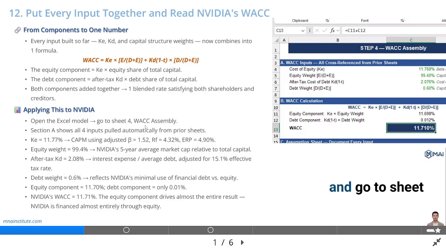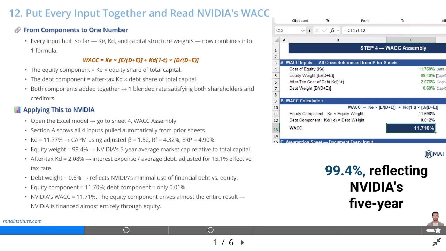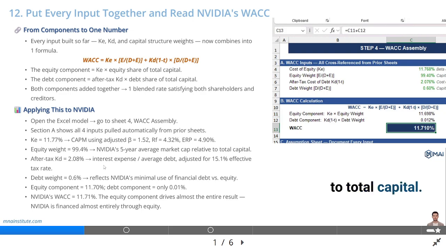Open the Excel model and go to Sheet 4, WACC Assembly. Section A shows all four inputs pulled automatically from the prior sheets. Cost of equity is 11.77%, derived from CAPM using the adjusted beta of 1.52, a risk-free rate of 4.32%, and an equity risk premium of 4.90%. The equity weight is 99.4%, reflecting NVIDIA's 5-year average market capitalization relative to total capital.